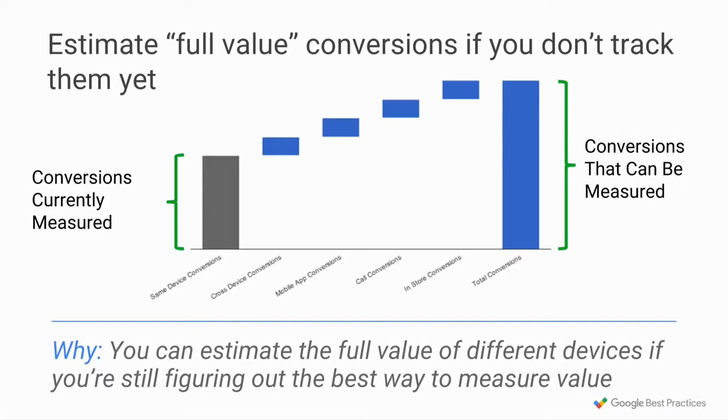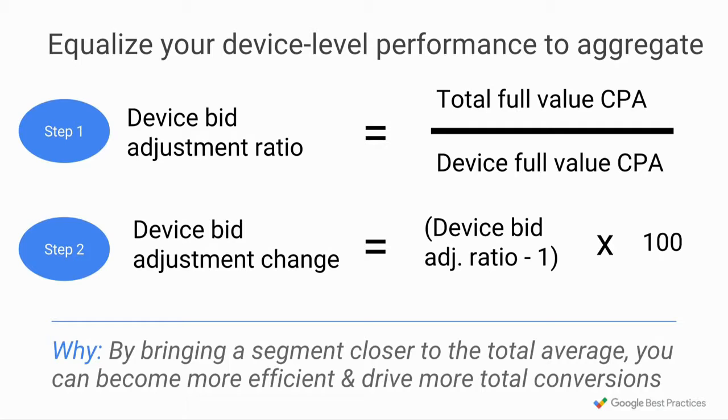Now, if we keep with the manual device bid adjustments, once you have that full value, the formula that we recommend, but that's only an example, is to use the total full value CPA divided by the device full value CPA. And that will give you a ratio that you can then transfer into a percent to set your bid adjustments. Let's look at an example.